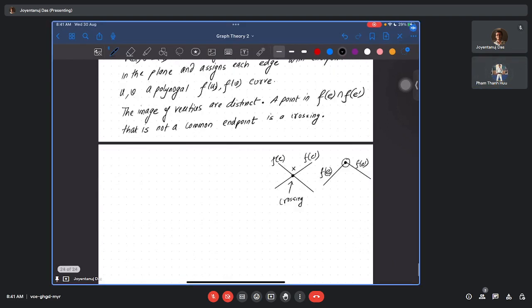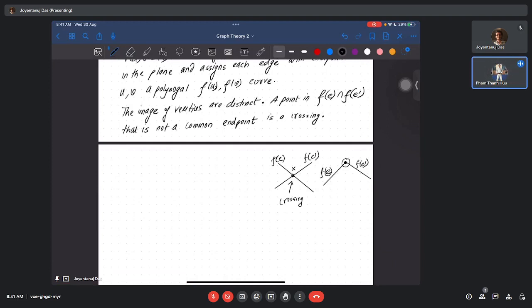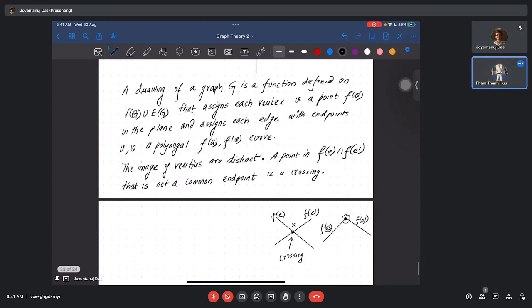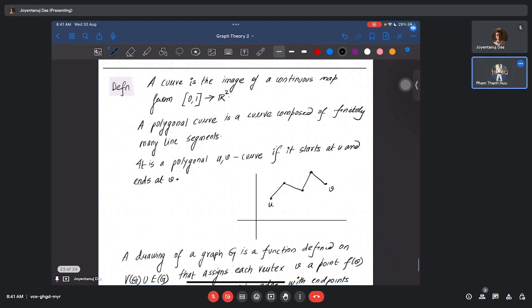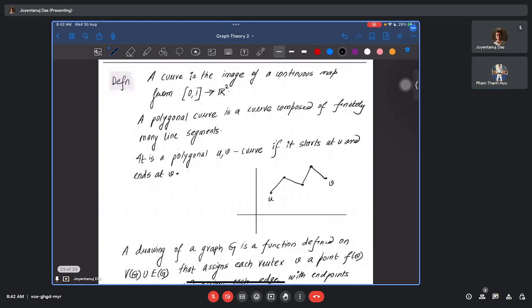Let's explain about [0, 1] to R2 as well. The thing is, we have a continuous map, any continuous map from [0, 1] to R2. The image means we can draw the graph of that. This is the usual graph, the graph for continuous functions. So the image of a continuous map from [0, 1] to R2 is called a curve.